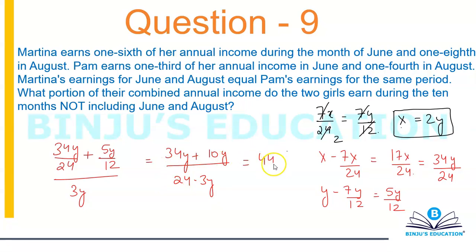So that's 44y divided by 72y. Y and y will get cancelled, and this will become 22 divided by 36. Further it will be 11 divided by 18. So what's the question? What portion of their combined annual income do the two girls earn during the 10 months, not including June and August? So that's 11 by 18.